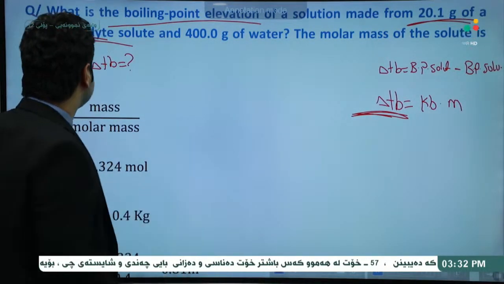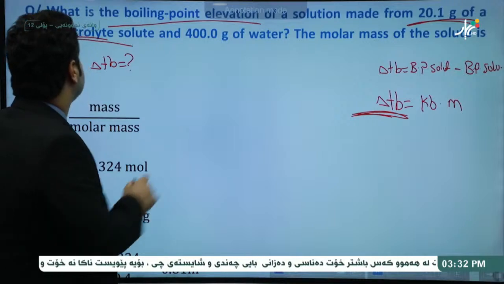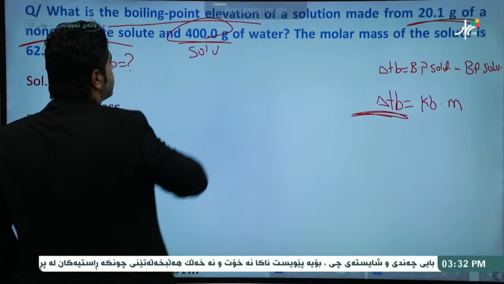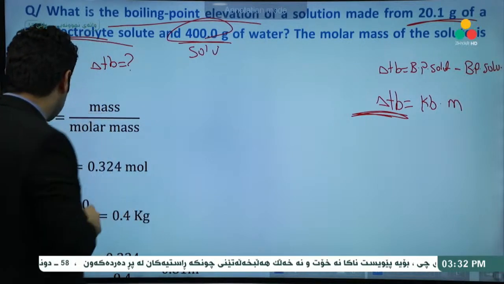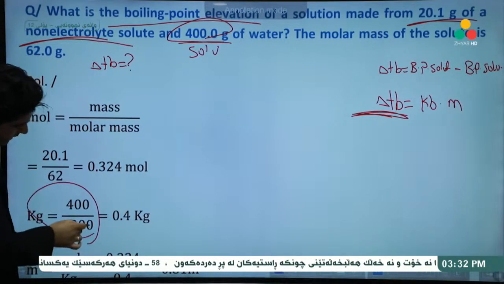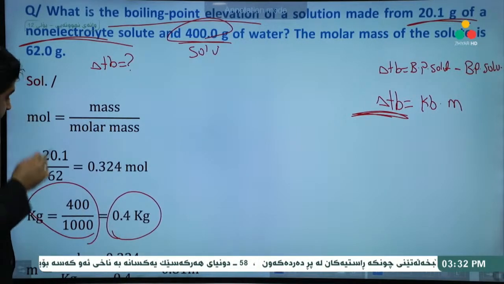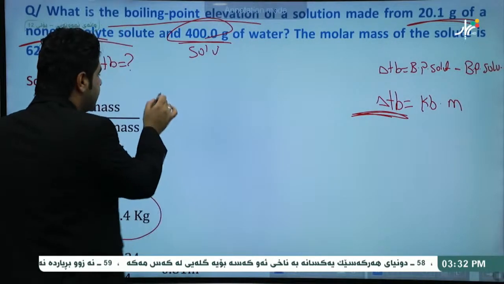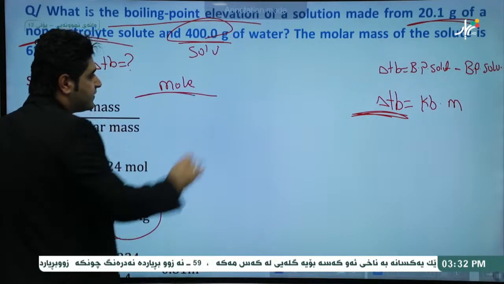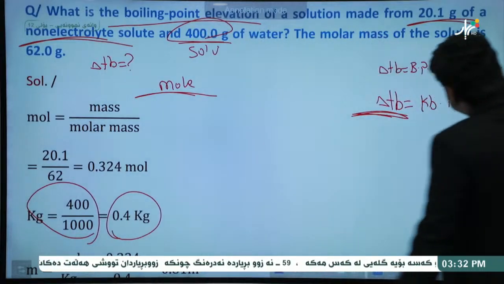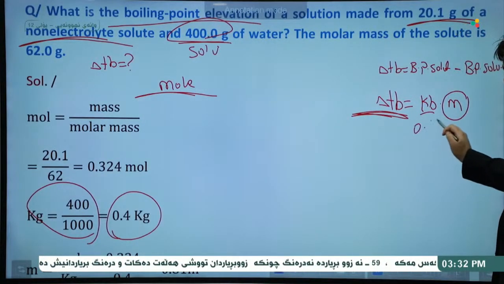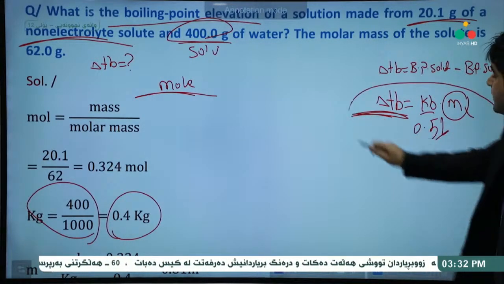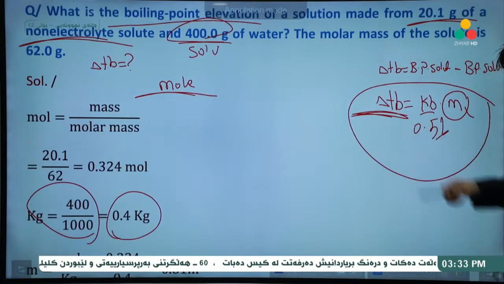Very good. So we don't have any further steps to do. In 400 grams of water, this is the mass of solvent, so we should turn this mass into kilogram. We divide 400 by 1,000 to get 0.4 kilogram. And we should calculate mole. Why mole? Because we plan to find out molality. We know Kb is 0.51, and if we calculate molality, immediately we can run this equation to get the value of delta TB.